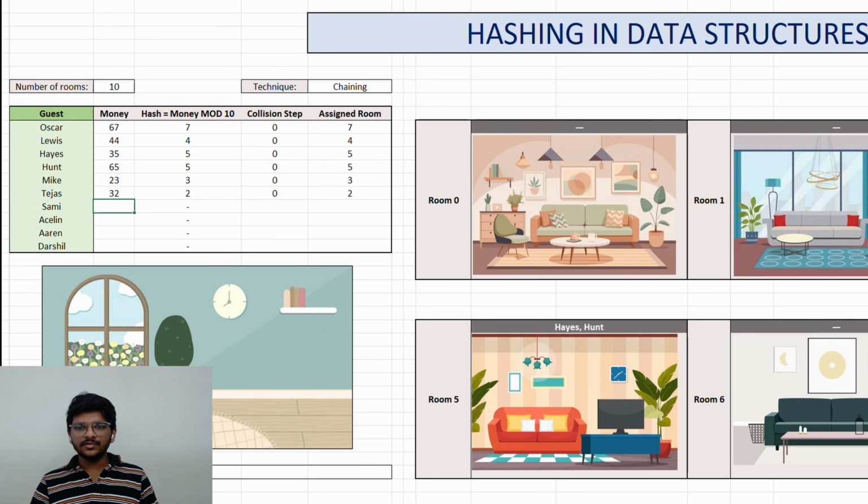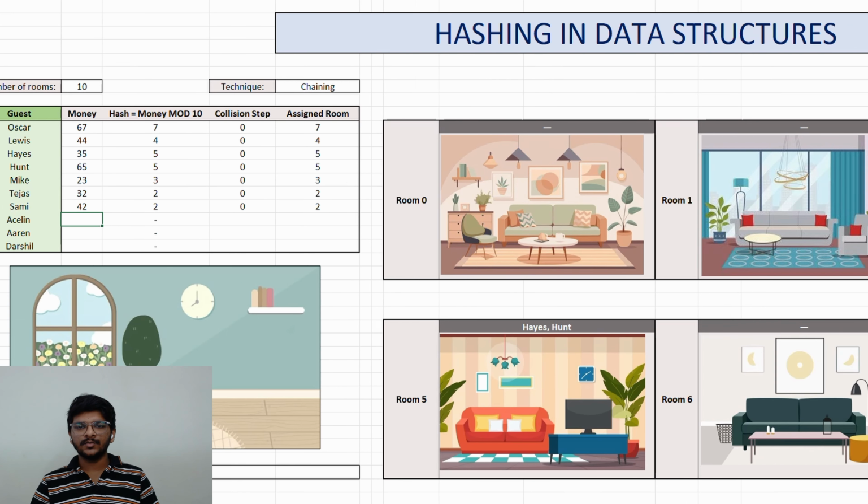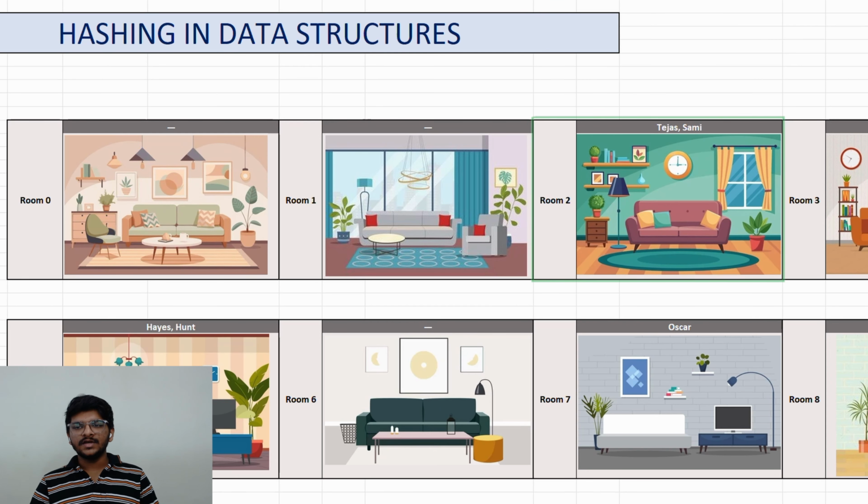I am also looking for a room in this hotel, and the amount I have is 42k. By applying the same hash function calculation, which is 42 mod 10, I also get assigned room 2, which is already occupied by Tejas. This process is called collision.